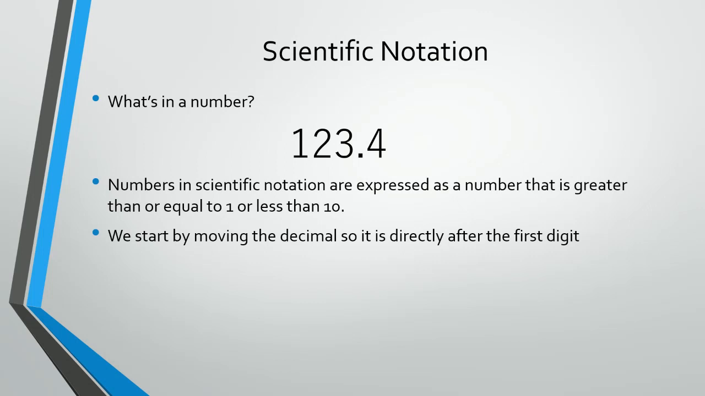All right, so what's in a number? Here we have a number, just 123.4. The main thing about scientific notation is that the number in front has to be greater than or equal to 1 and less than 10. What that means is that you only have one digit in front of the decimal. Any more digits than that, you're technically not in scientific notation. So the first thing you want to do is move the decimal so that it's right after the first digit, and keep track of how far you've moved it. Some people like to draw little loops showing each movement to keep mental track of how far they're moving it.